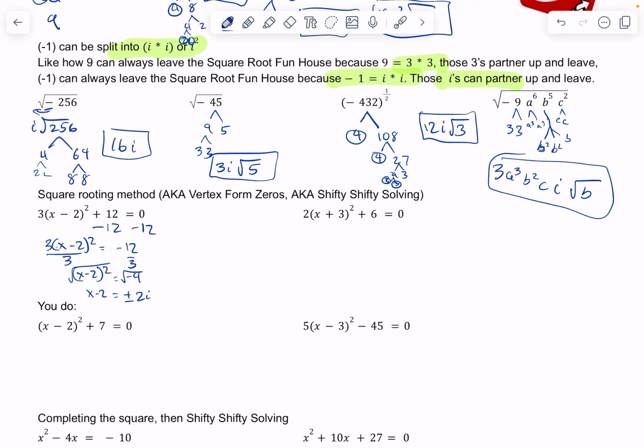Now that I have this, I'm going to plus 2, and I'm going to get x equals 2 plus minus 2i. Happy. Let's do the next one.